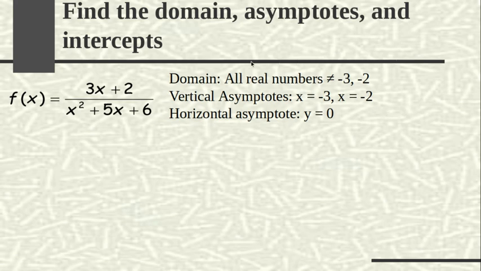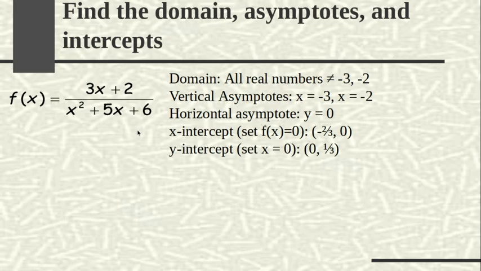And then the last thing is intercepts. To find x and y intercepts, you just have to let the other variable be 0. To find an x-intercept, we have to let the function be 0. The only time a fraction can be 0 is if you have 0 on top. When we set the top equal to 0, we get negative 2/3 for x, and y is 0. To find a y-intercept, we replace x with 0. If we replace all of our x's with 0, we get 2 over 6, which reduces to 1/3.